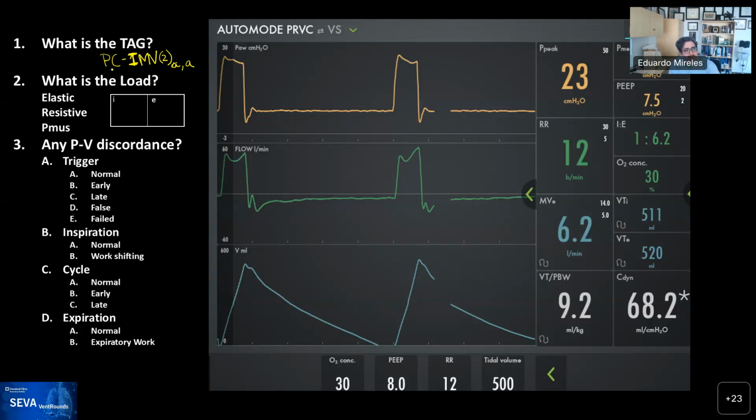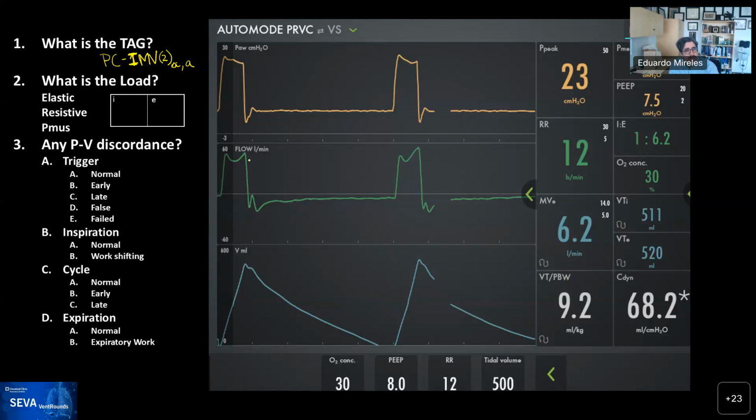It's IMV, which means intermittent mandatory ventilation. And although you don't see any spontaneous breaths, these two breaths that you have here are triggered by the machine. And we know that because there's no change in the color of the waveform, and there are no features on the waveform that tell me that the patient is triggering the ventilator.